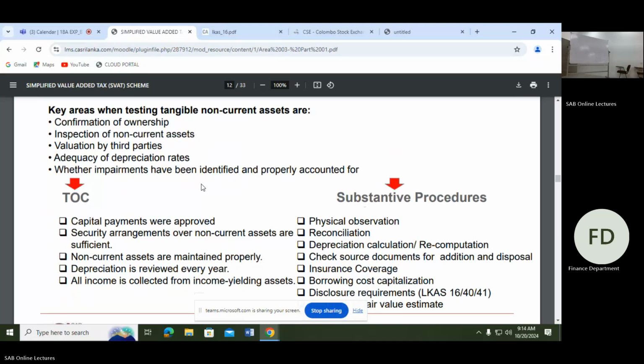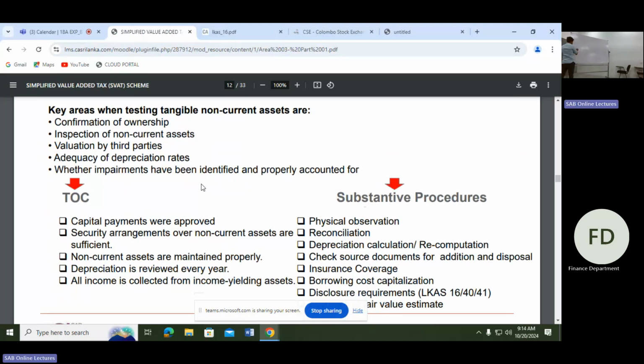Audit process. We know the nature. Now, assertions. Assertions. What are assertions? Valuation, existence, completeness, rights and obligations, presentation and disclosure.